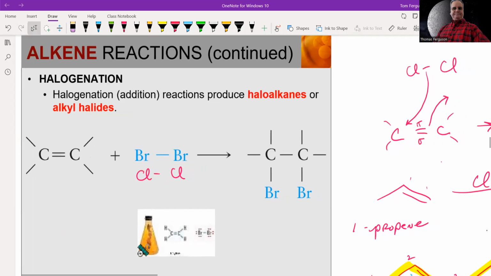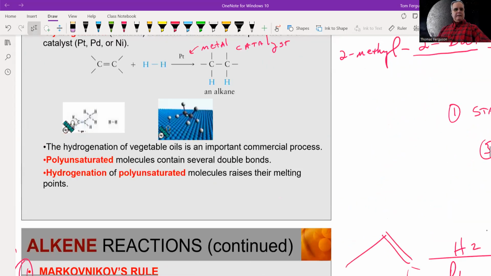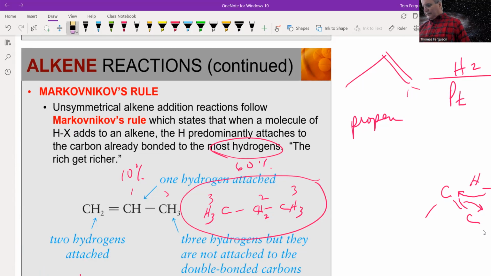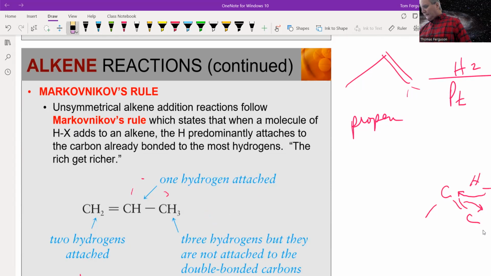Okay, now we are going to talk about something called Markovnikov's rule. Now, remember, whenever we have a mixture, I always said you have to circle the one that's most stable. And there are two arguments for one being more stable than the other. One is symmetry. The other is Markovnikov's rule.